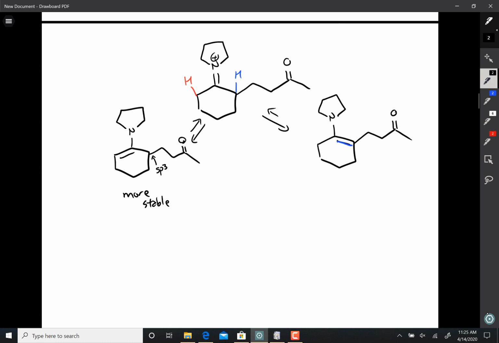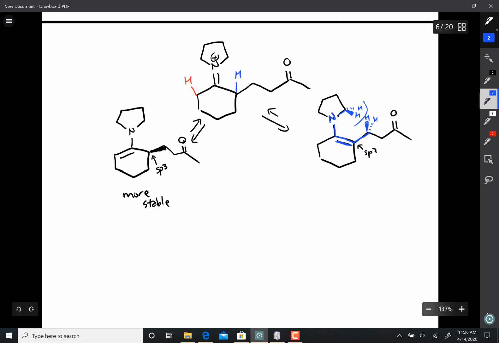Why that makes a difference is because this shouldn't be a line. It's actually more like either a wedge or a dash. It's out of the plane. This, on the other hand, is sp2. What that means is that all of these atoms are in the plane with each other. And what you end up getting is you start to get steric clashes between these.